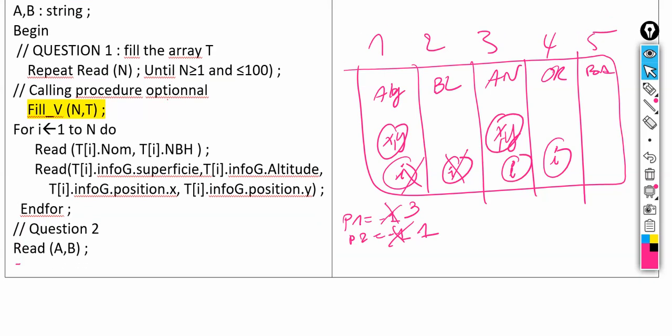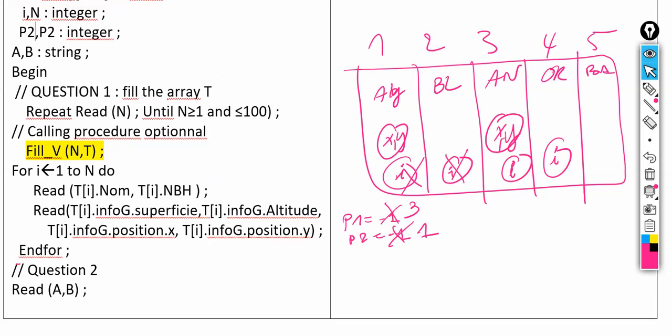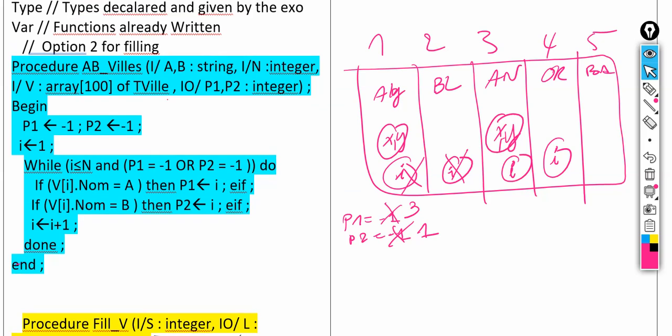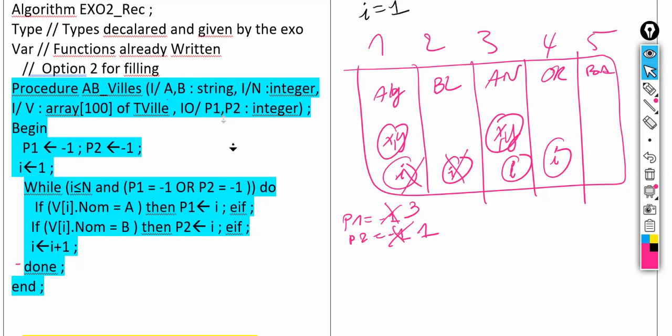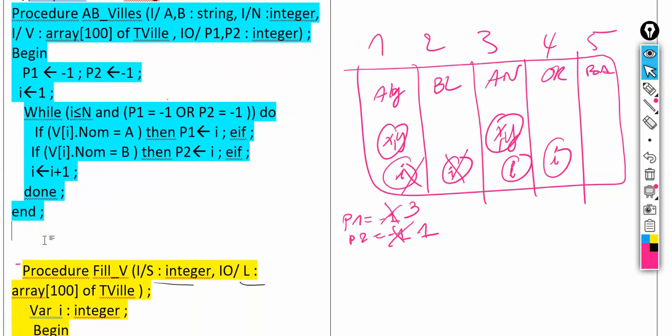So we arrived here. Second question, we have read A and B, right? And I have declared P1. No, it's not P2 and P2. It's P1 and P2. So you have P1 and P2, right? So how do you call? Tell me, how can I call this procedure? Let me show you just the header so you can figure it out. So here it is. Procedure ABville, you have two strings, you have a size, you have an array, and you have two integers. All right, who can tell me how to call the procedure ABville using our global variables?